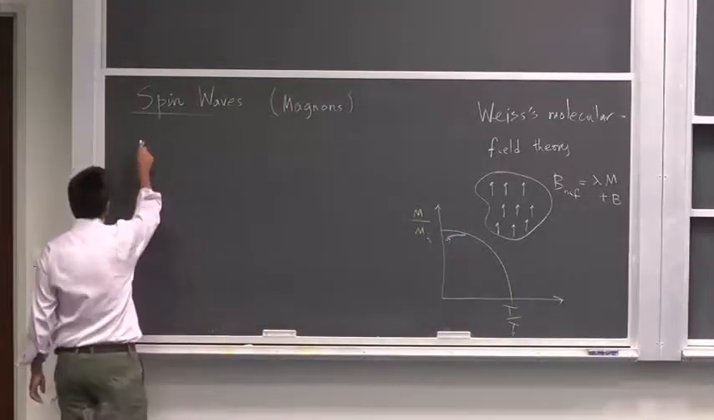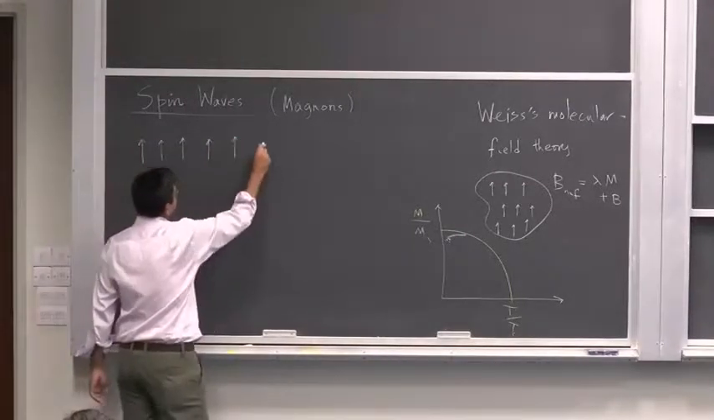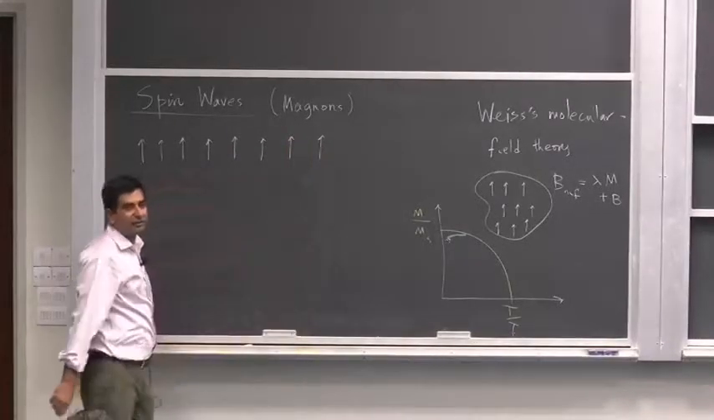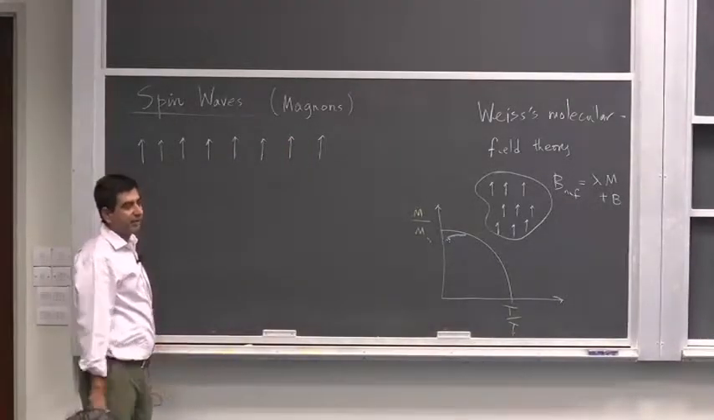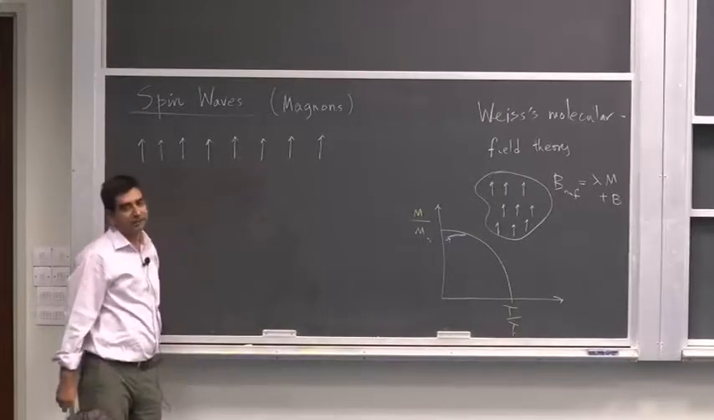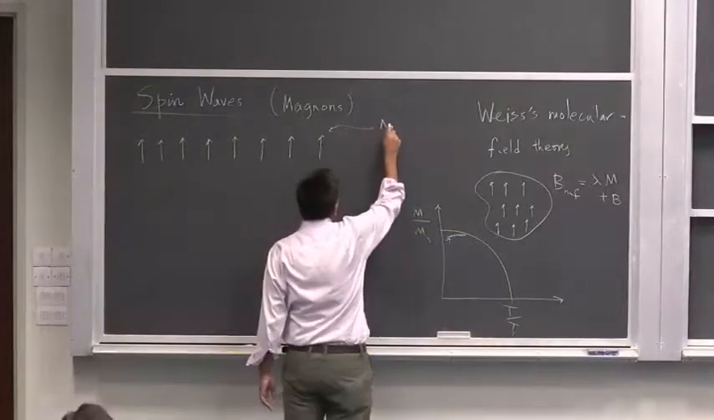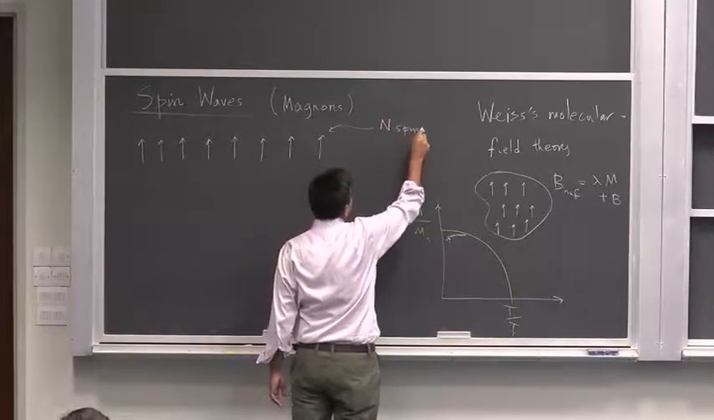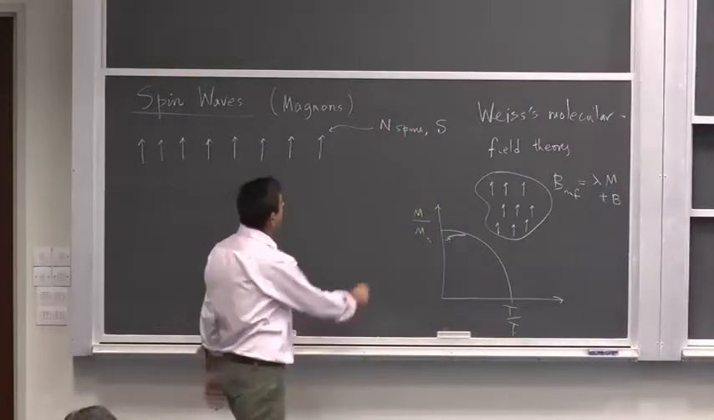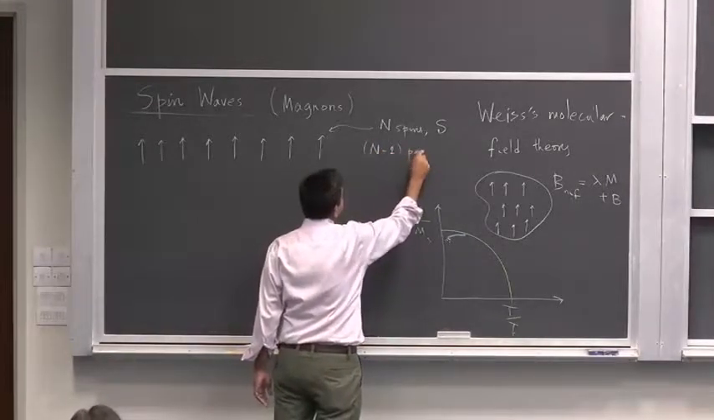Suppose I have a one-dimensional ferromagnetic chain. Of course, this is the lowest energy configuration if J is positive. And the energy that is associated with this ferromagnetic chain, if there are capital N spins, each spin is S, then how many pairs do we have? We have N minus 1 pairs.